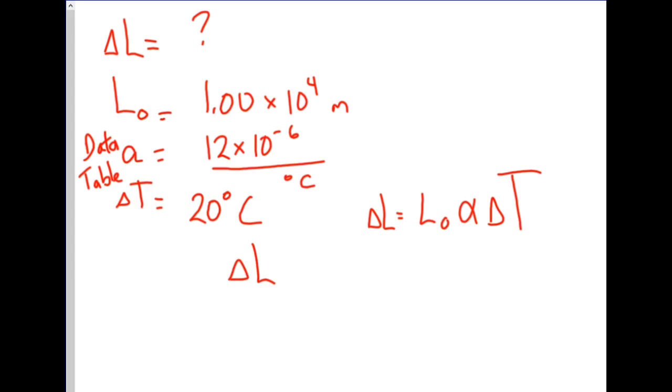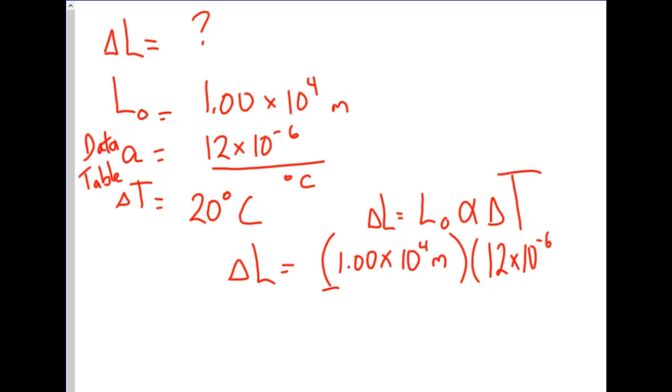So change in length is going to be 1.00 times 10 exponent 4 meters times 12 times 10 exponent negative 6 over degrees Celsius times 20 degrees Celsius. You see what having the units of over degrees Celsius is going to allow us to do now? Degrees Celsius divided by degrees Celsius is equal to 1, which means we're going to get meters as the answer.